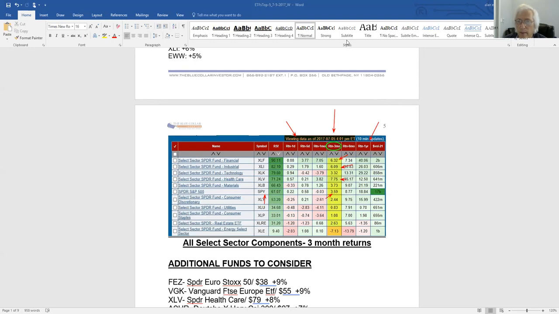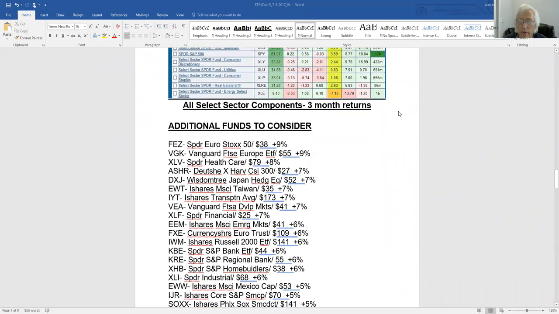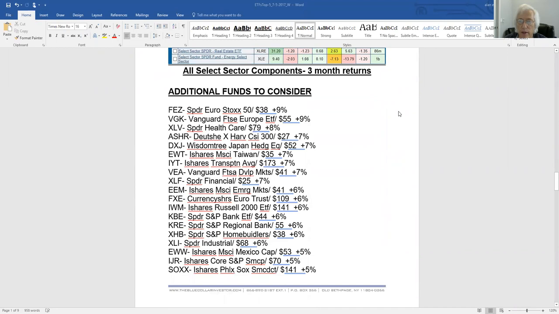Okay, so that's at the top of page 5. Now let's scroll down a little bit. And here are the other ETFs to consider in addition to the 6 that you saw on pages 1 and 2. And of course, these are up a lesser amount than those were because they're lower down on the list. That doesn't mean you shouldn't consider them, but you could see that the percentage gain over the last 3 months ranged from 5 to 9%. And remember, the S&P was up 3%. So they all outperformed.